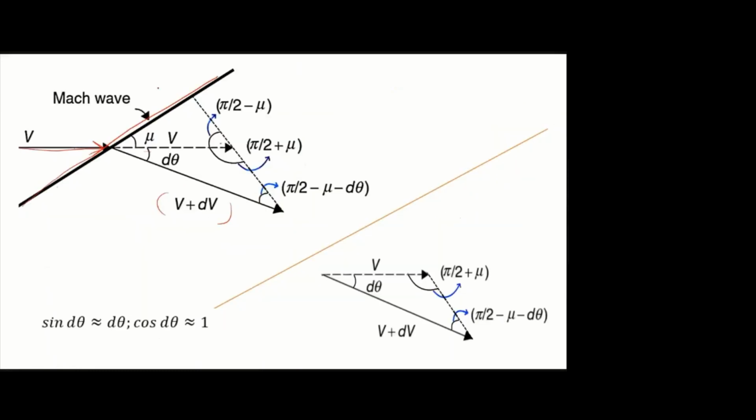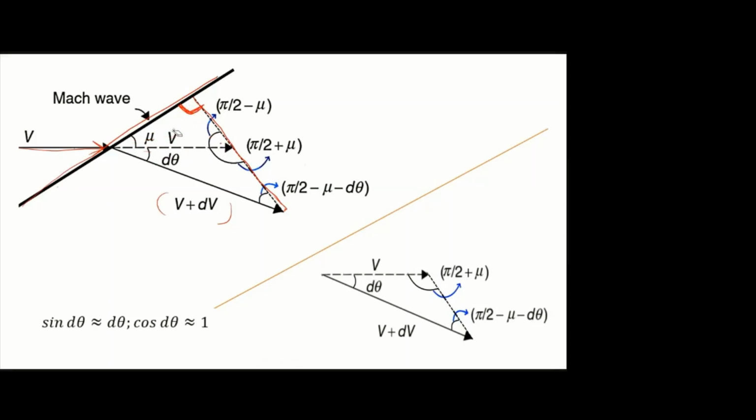Now they draw one normal line from the Mach wave. Because of this line, we get two right angle triangles. This is the first one, and then the second one, the smaller one.